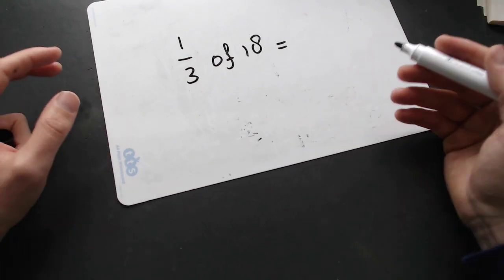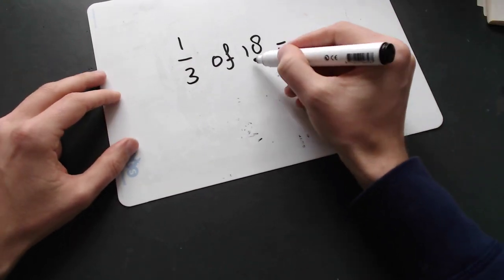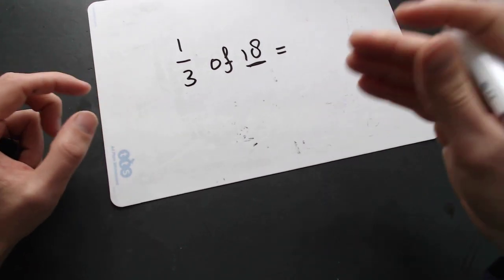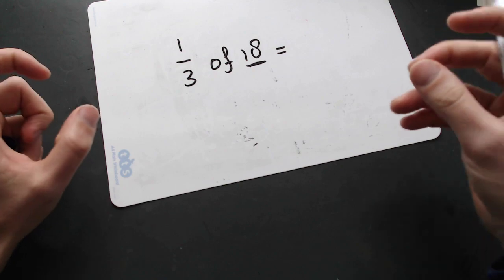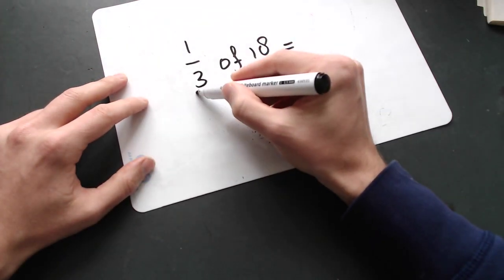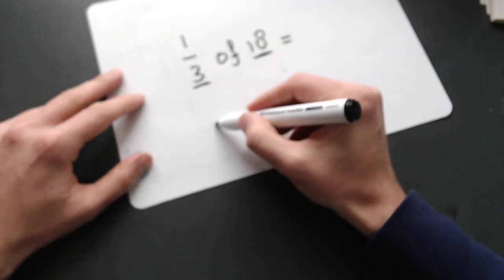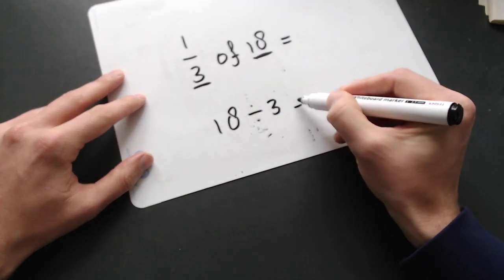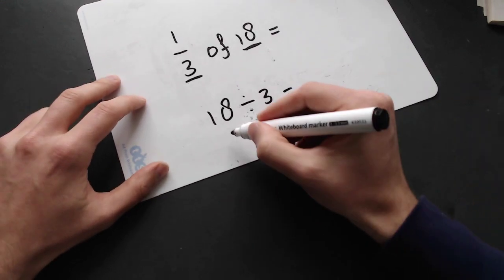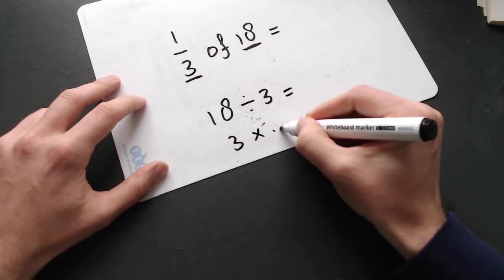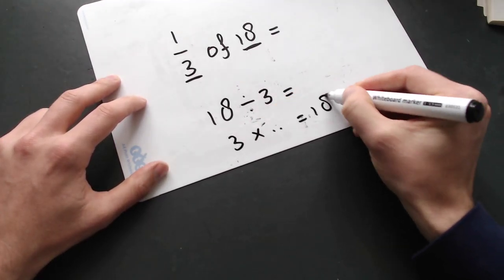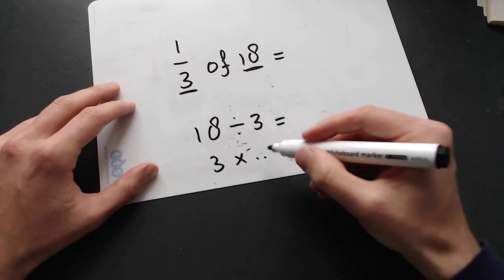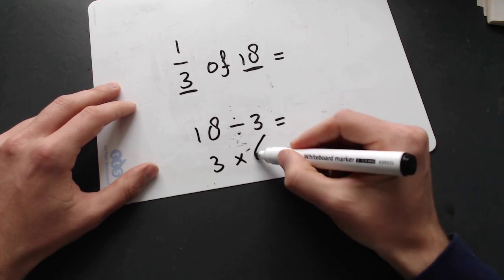Now we know that half was 9, and what we did is we did 18 divided by 2, because we were dividing the class in groups of 2. In this case, we're dividing the class in groups of 3. So we want to do 18 divided by 3. If you know the times tables, you probably know that 3 times something equals 18. So again, you can use your times table skills to solve this sum. In this case, it would be 6.